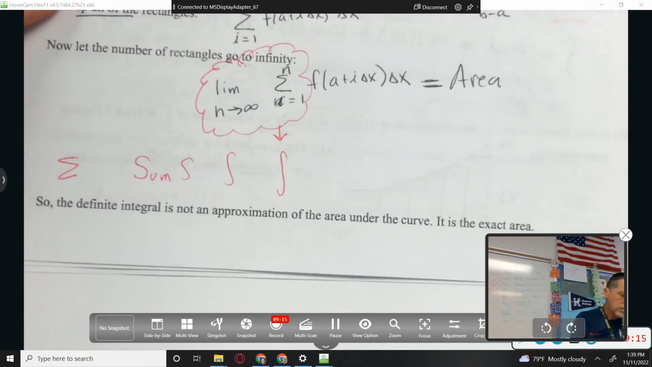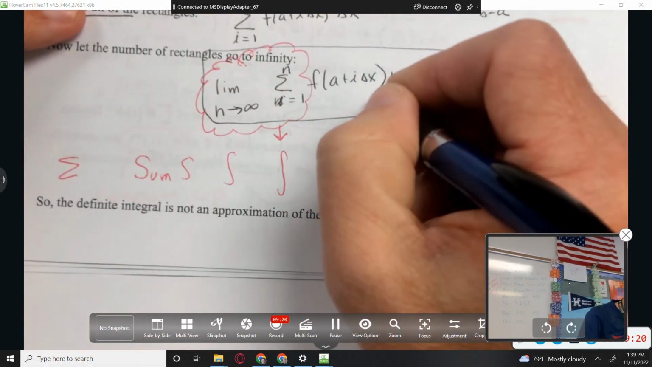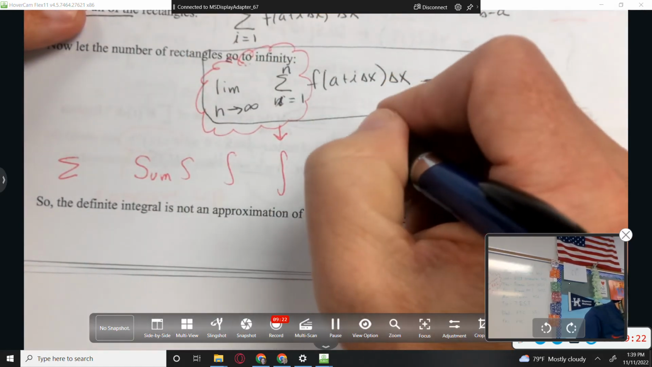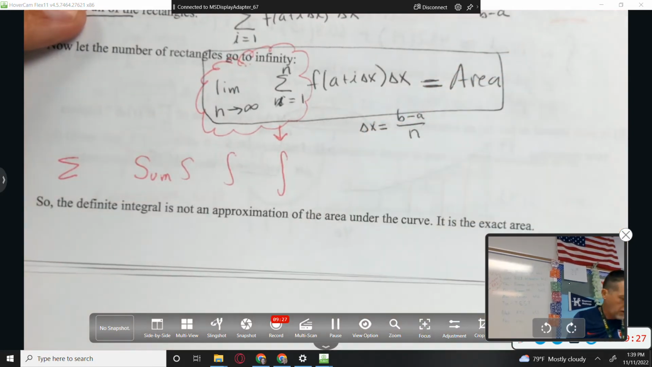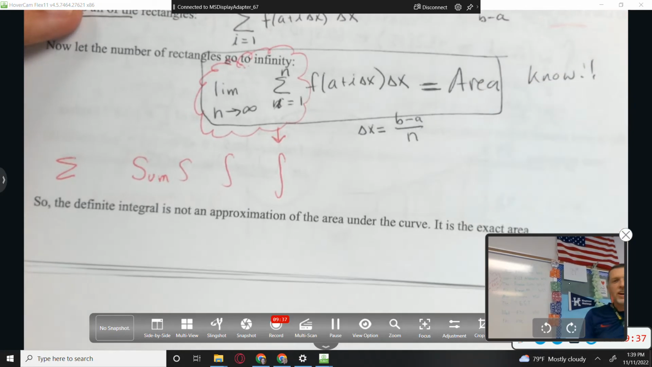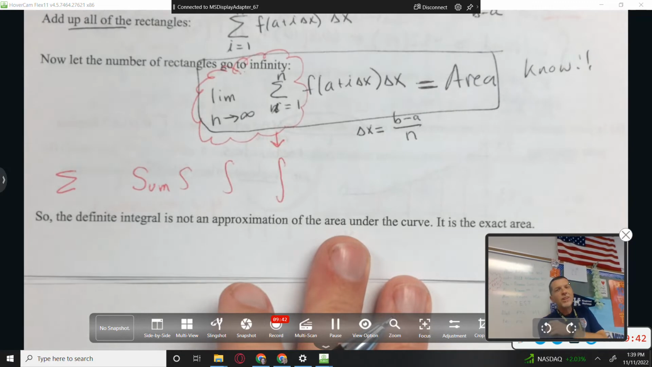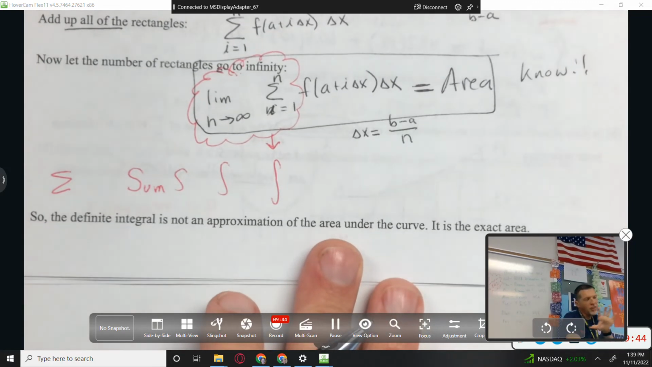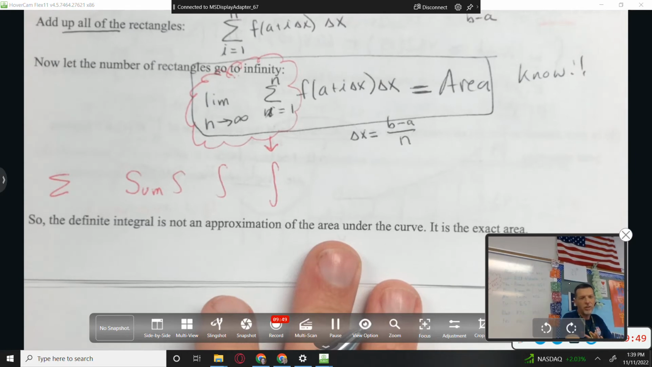And then you just put f of a plus i delta x. So we have all of this, but we might want to remember that delta x is equal to b minus a over n. All right, you've got to know that. Good news is a lot of it is matching, so you don't have to memorize everything. Once you figure out how to match it, you can use the matching on the rest of the worksheet.